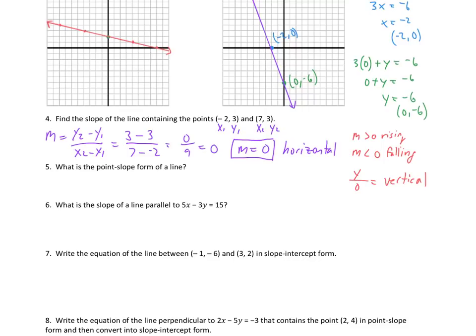Here's just a question asking us for point slope form. What is point slope form? So just remembering that form. So our slope intercept is y equals mx plus b.